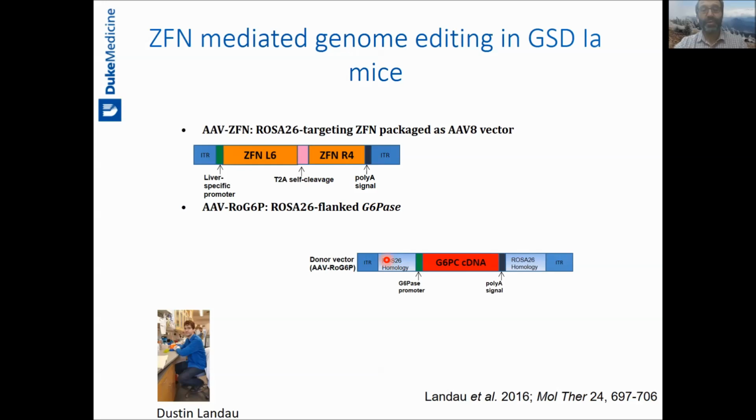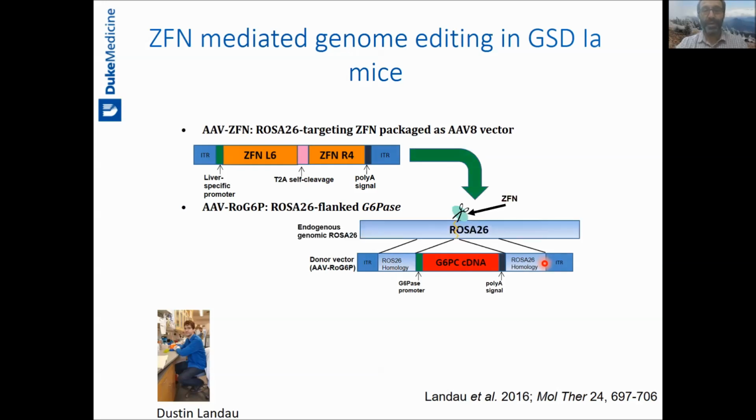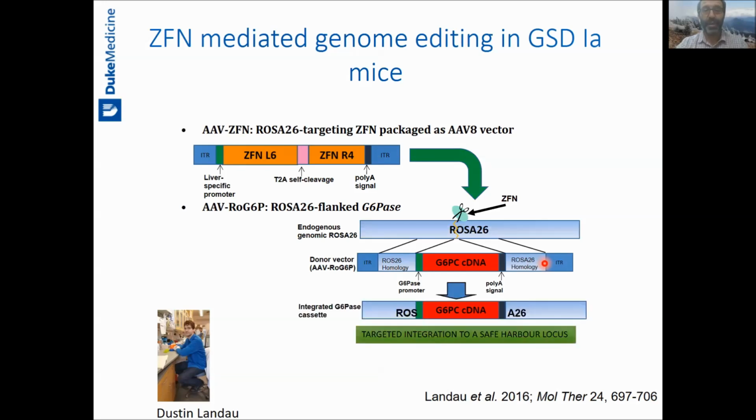And at some frequency, this transgene with its homology will integrate into the chromosome at that spot. So we have the cut, the homology-directed repair, and then an integrated copy of the transgene. So for all those cells, there would be long-term expression of G6Pase.